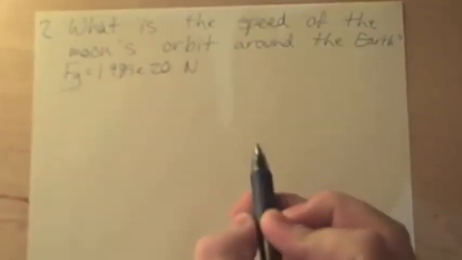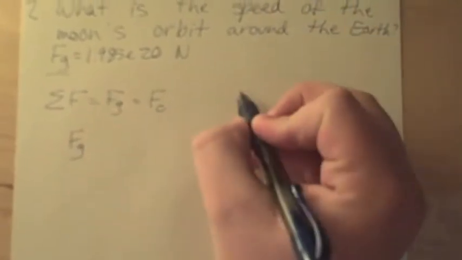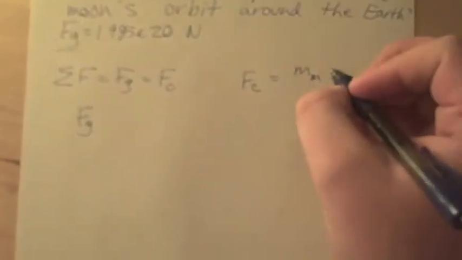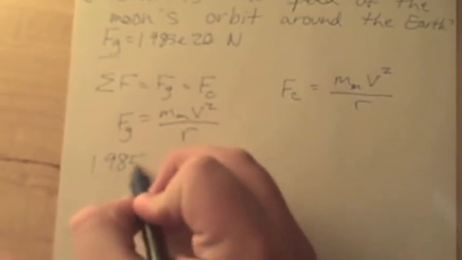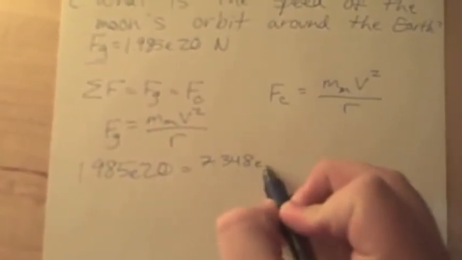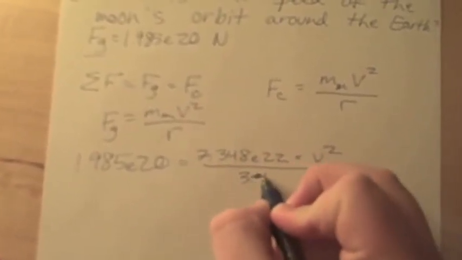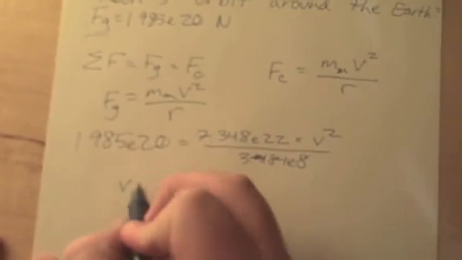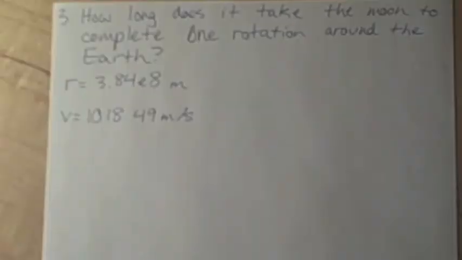Next, we are going to find the speed of the moon's orbit around the Earth using our previous answer from number 1. Now, the net force is 0, and the net force is Fg minus Fc, so the gravitational force is equal to the centripetal force. Now, centripetal force is the mass of the object moving times velocity squared over r. And our object moving is the moon. So we set Fg equal to centripetal force. Now we plug in our values using our Fg from the previous answer, and we come up with our velocity of the moon, which is 1018.49 meters per second.